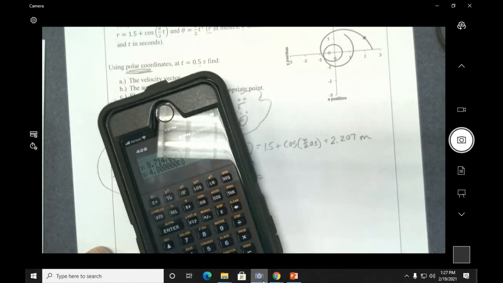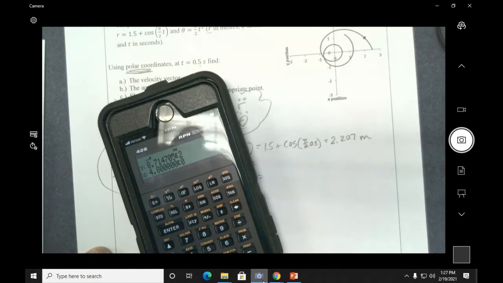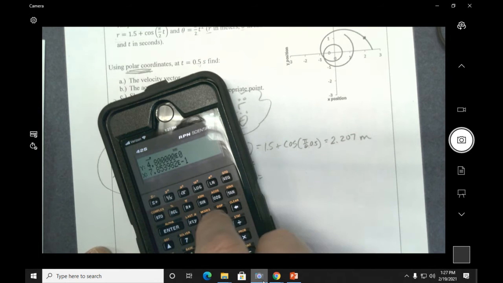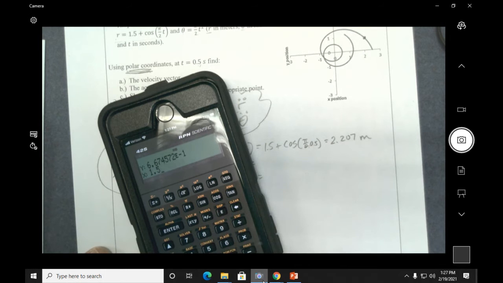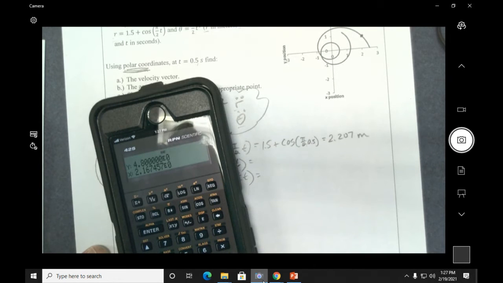So when I go, I should be able to do that in my head, but I'm not going to. Pi over 2 divided by 0.5 times, boom. So then I want to take the arc cosine, boom, and then add it to 1.5, and I get something different. Why did I get something different? Wait a minute. How can that be wrong? It can't be wrong. Let me do it again.